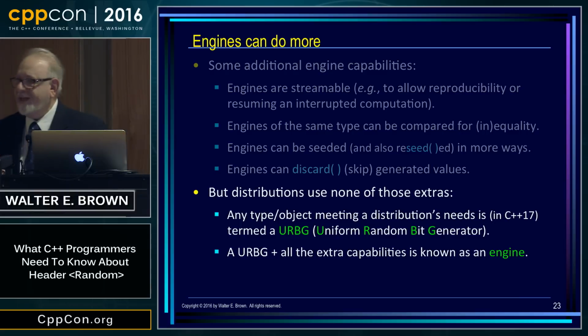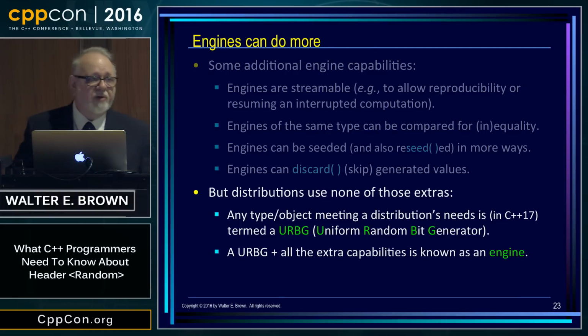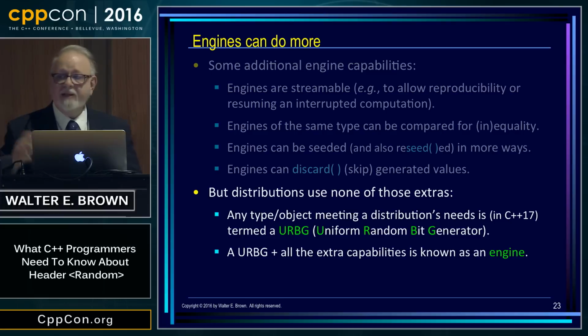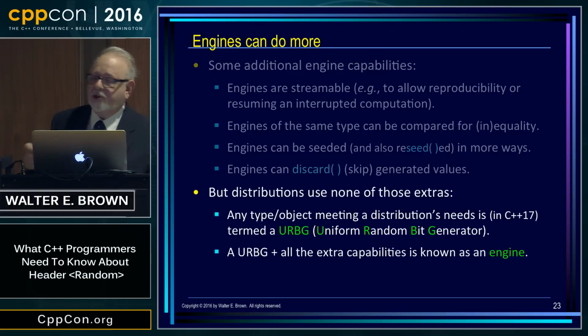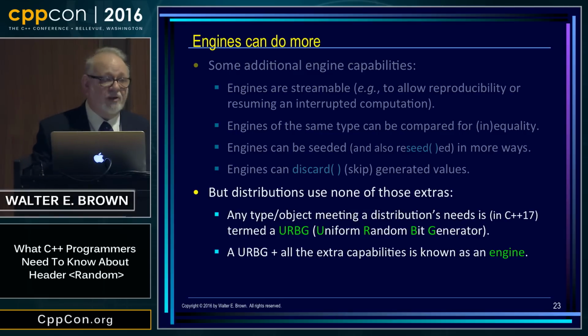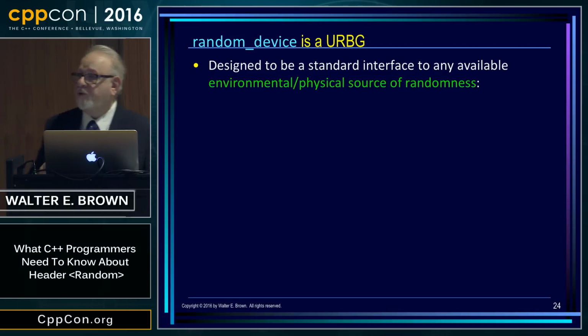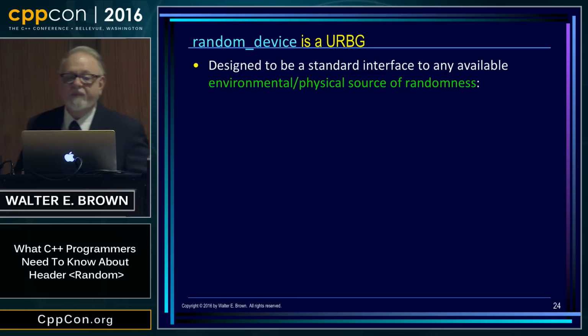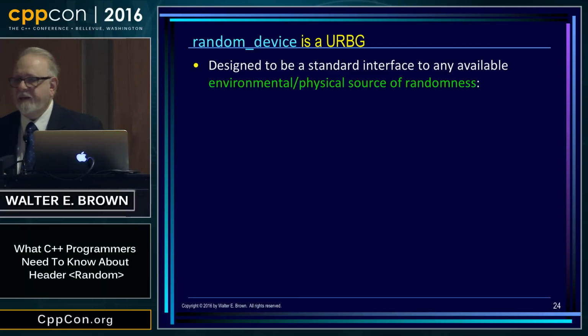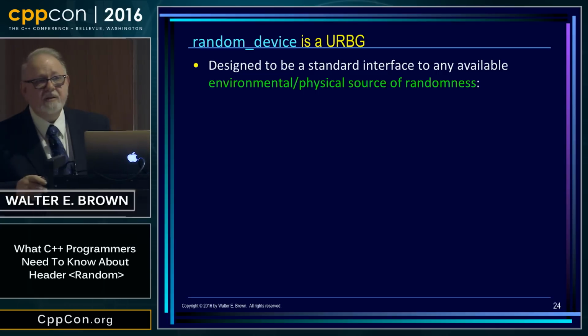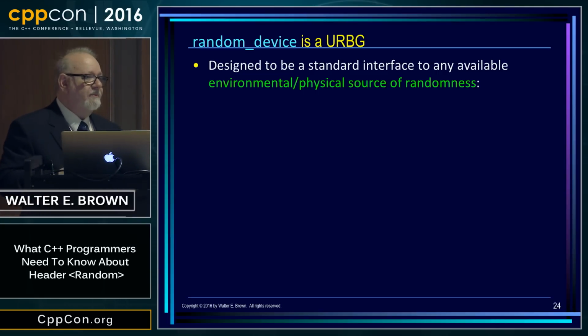Now, if you have a URBG that also has all these other extra capabilities, such as streaming and so forth, the nomenclature now is engine. So engine is a strict superset of URBG. Okay? It's important to know the distinction because there is something in the standard that is a URBG and not also an engine. Okay? It's called random device.